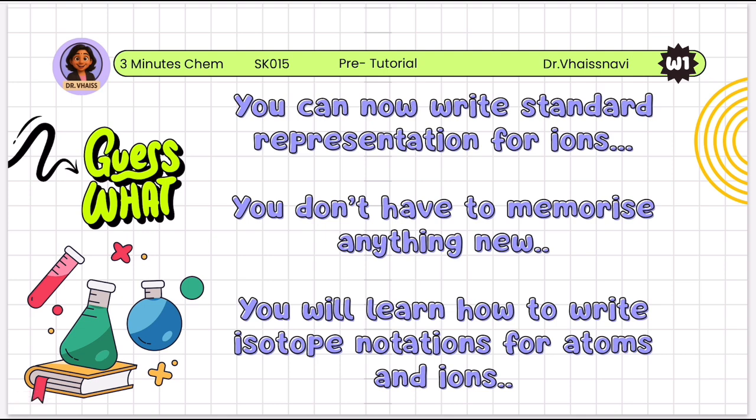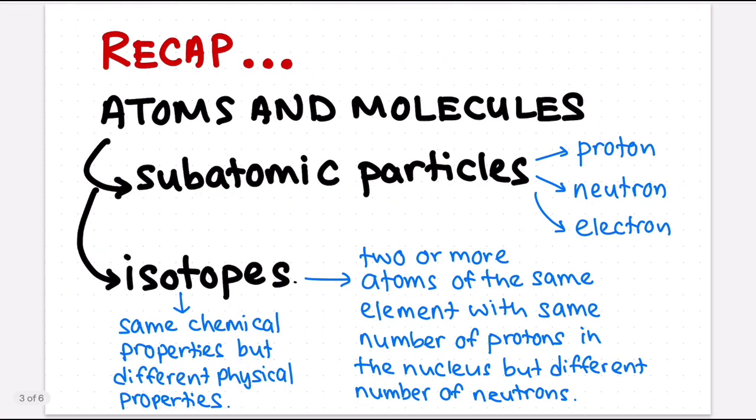What if I told you you can now write standard representation for ions? You don't have to memorize anything new and you will learn how to write isotope notations for atoms as well as ions. Let's start with a quick recap from SPM.